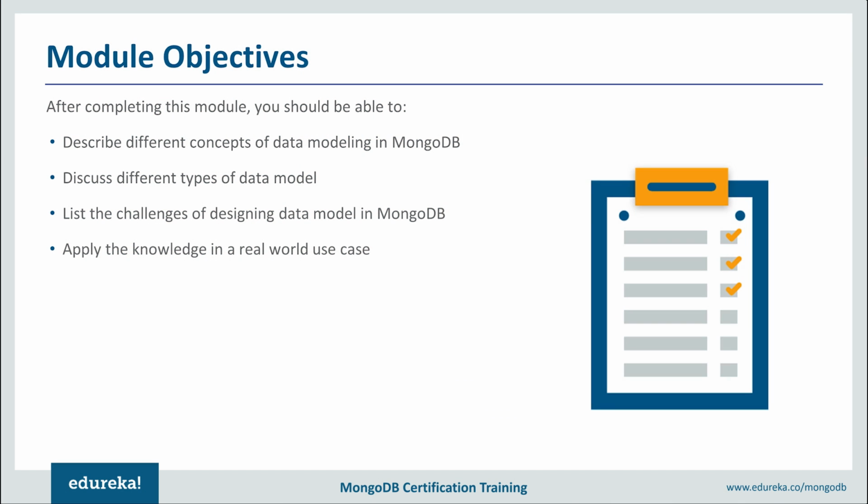So the objectives are very clear. The first thing we are going to do is describe different concepts of data modeling in MongoDB. What are the various concepts you have? Right away, we don't go into the data modeling, but before that, we'll see what are the various generic data modeling techniques available outside your market and how these modeling techniques will be adopted in MongoDB. These two we are going to discuss first. Later, we'll see what are the actual types of data modelings that are available in MongoDB. We also see what are the challenges of designing your database modeling in MongoDB, and at last we'll try to apply this in the real world use case.